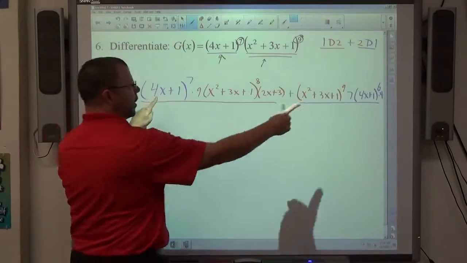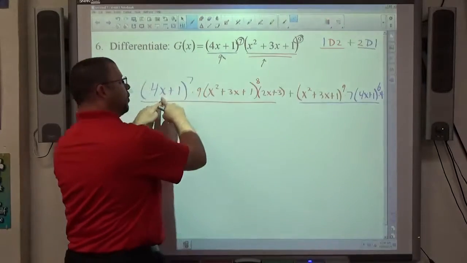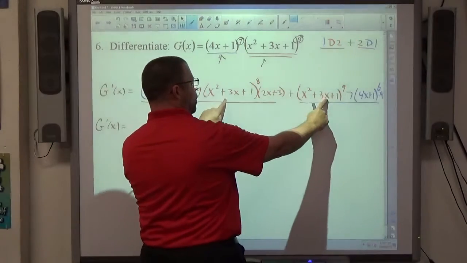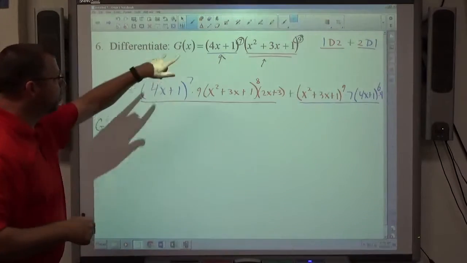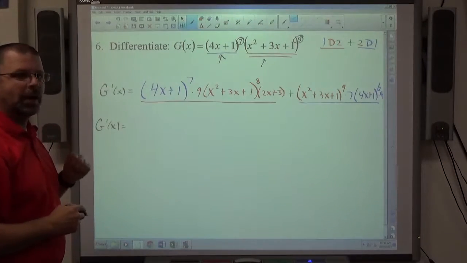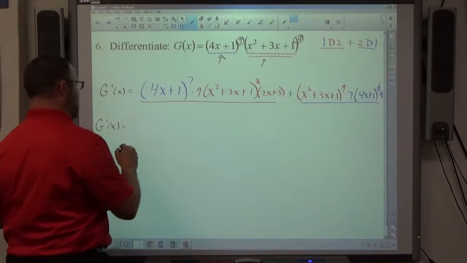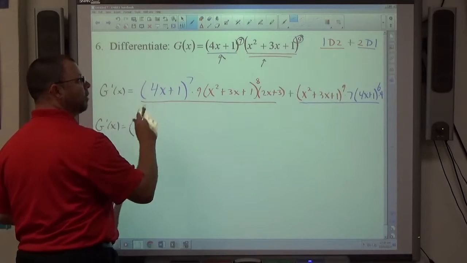And if you take a look, (4x + 1)^6 belongs to both of them. This has an extra one. (x² + 3x + 1)^8 happens to both of them. This has an extra one. So again, both of those guys to one lesser power is going to be a common factor. I'm going to expect you to do this step to make this as simplified as possible.